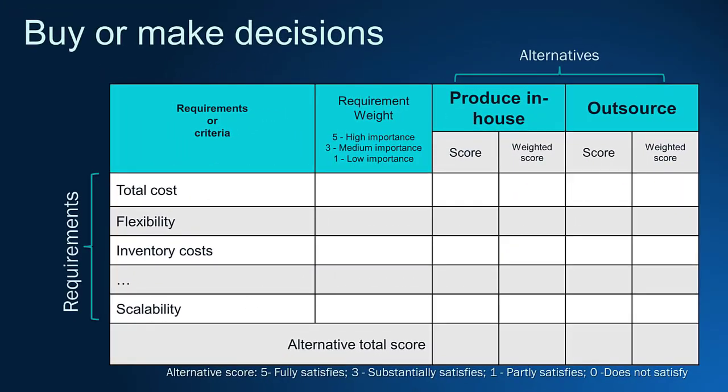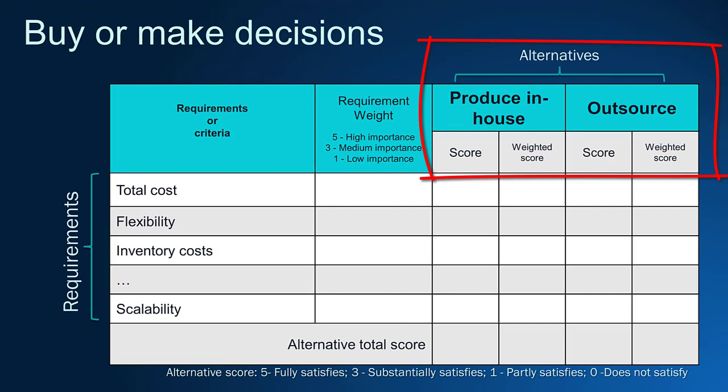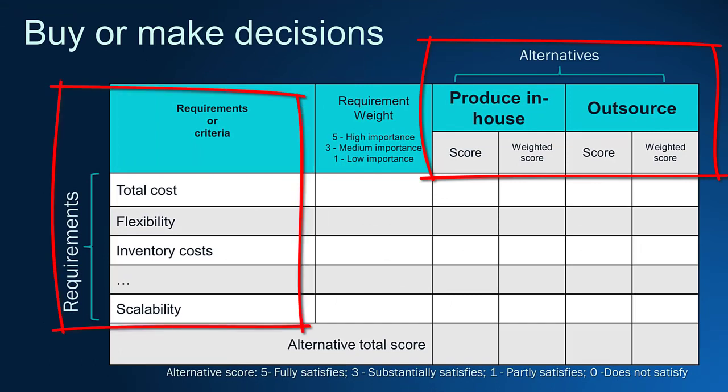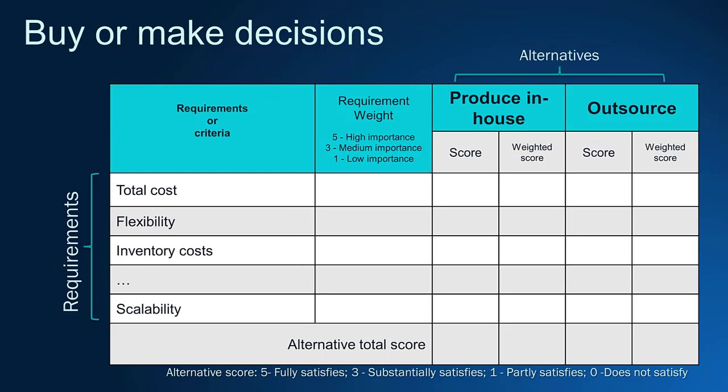Here you have another very common application, the buy or make decision. In the column, we have the 2 alternatives, buy or make. In the lines, the business requirements. By scoring the pros and cons of each alternative, you can find what is better for the company.